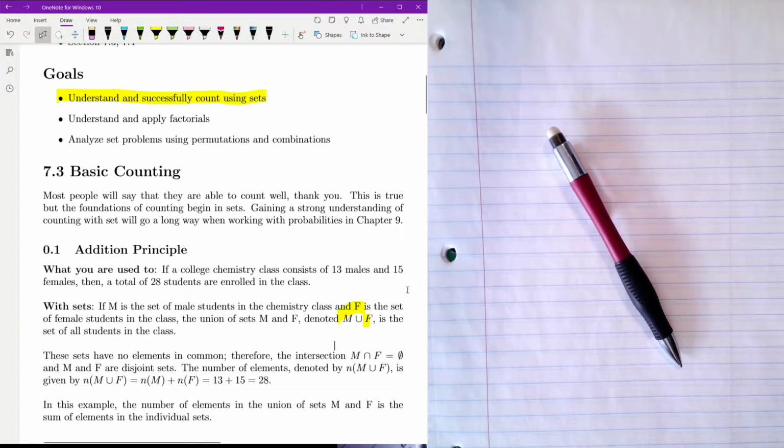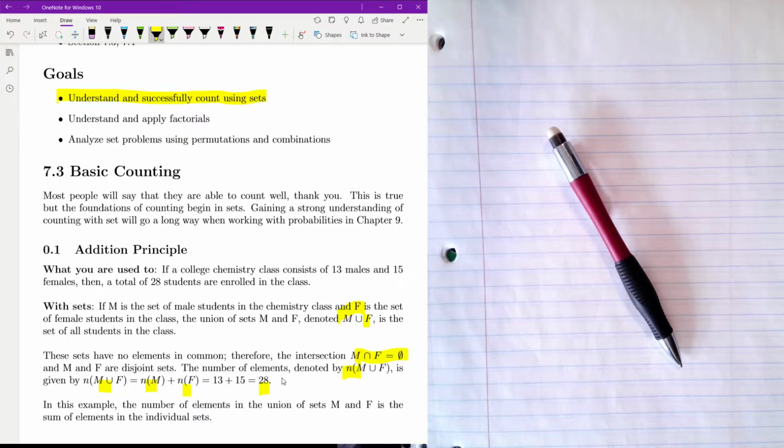These sets have no elements in common, therefore the intersection M intersect F is the empty set, and M and F are disjoint. The number of elements is denoted by n(M union F) and is given by n(M union F) equals the number in M plus the number in F, which again equals 28.